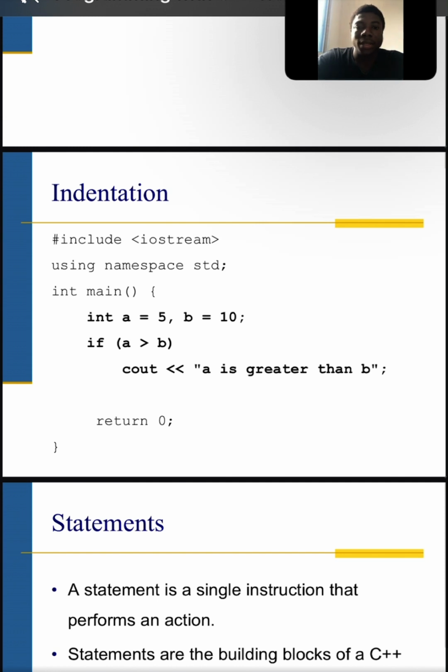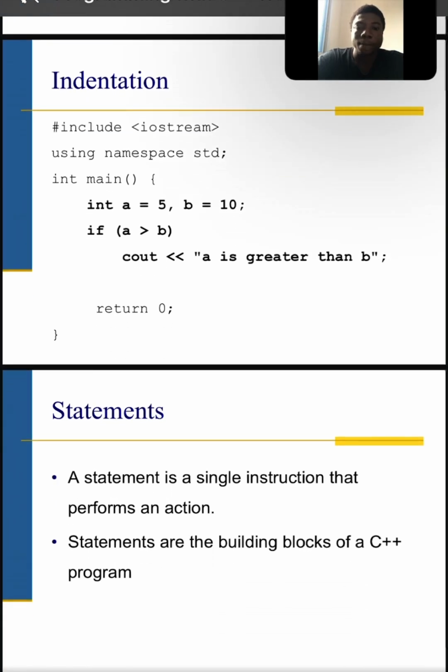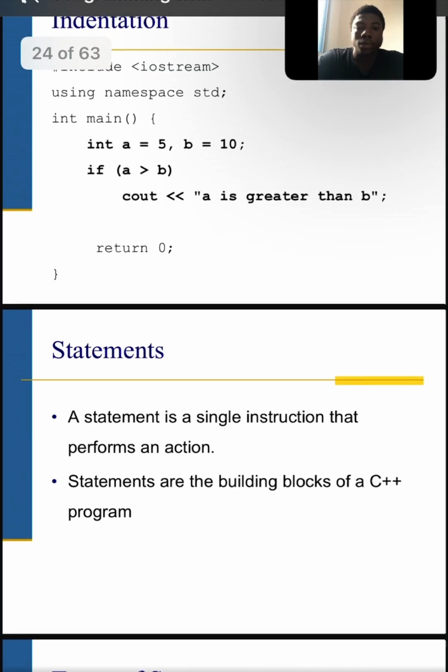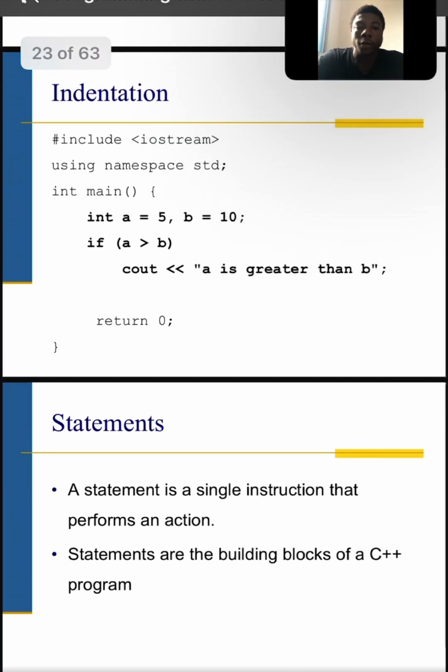This is a practical example of the if statement. Int age is equal to 20. If age is less than 18, cout student can vote, then endl. Then we move to the if statement using indentation, which is almost the same.